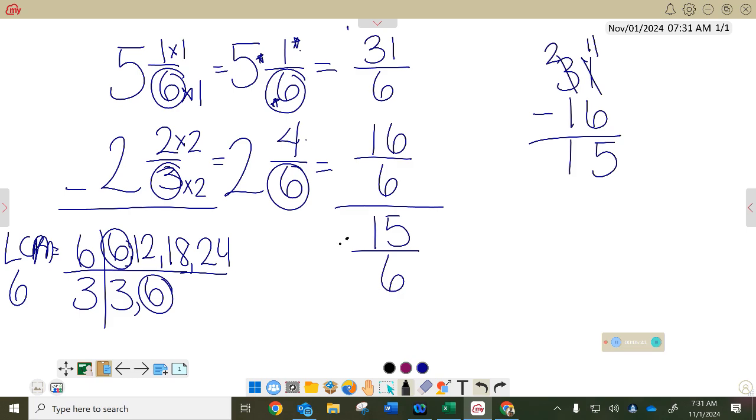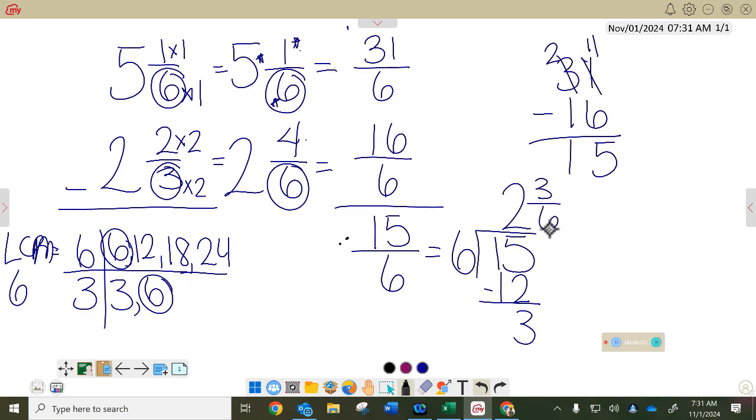Now this answer is an improper fraction, so we have to change it into a mixed number. So we do that by dividing 6 into 15. I can do that 2 times. 2 times 6 is 12. Subtract, I get 3. And then I get 3 over 6. And I see that 3 is half of 6. So that means I can simplify this fraction to 2 and 1/2.